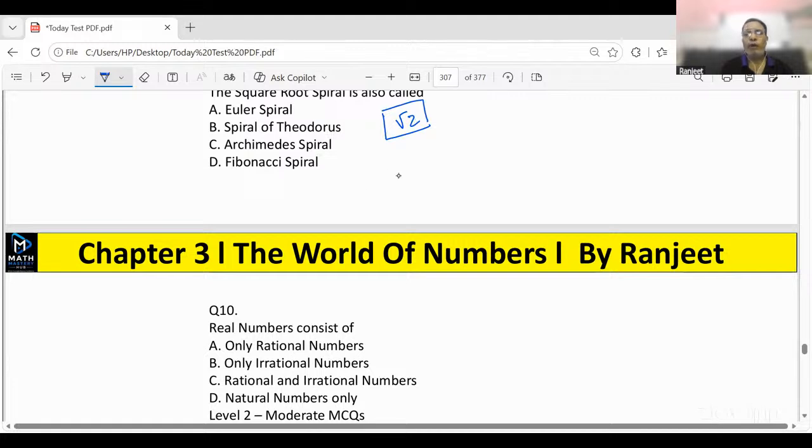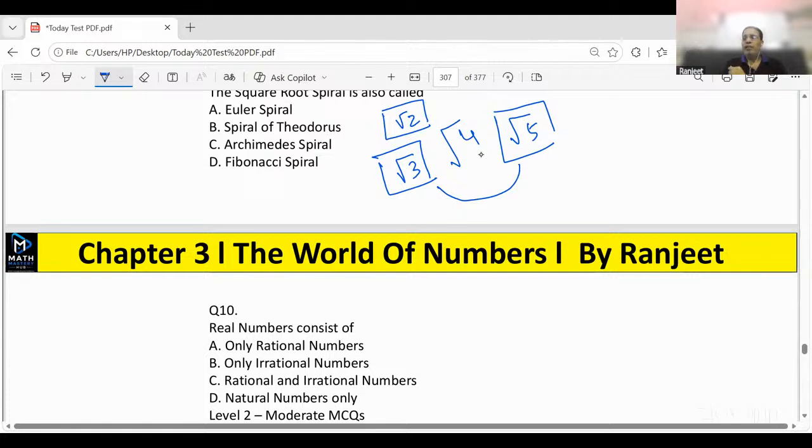And we have to represent root 3 also on the number line. And we have to represent root 5 also on the same number line. Is that clear? And we will get a number between these, that is root 4. What is the exact value of this? 2. And you know where to put the 2.